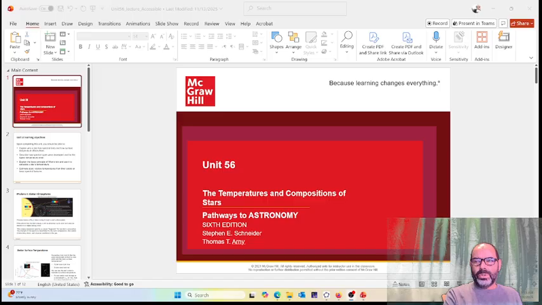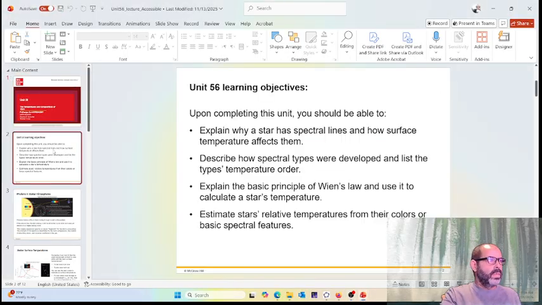In this unit, we're going to talk mainly about the surface temperature of the stars and the star's composition. And we'll see that there is a correlation between how high the temperature is and what is and is not ionized on the surface of the star. So basically, we're going to explain why stars have spectral lines, and that's because of the elements that exist in their atmosphere. Describe how spectral lines were developed and list their temperature order.